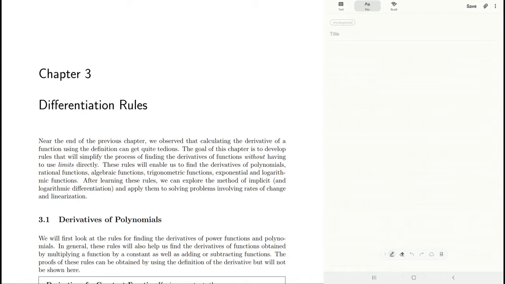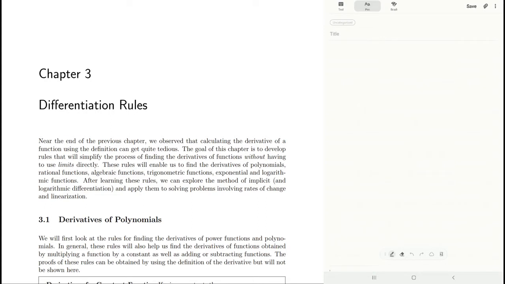And so the goal of this chapter is to look at ways of simplifying our process of calculating the derivatives of functions without needing to use limits directly. And so we're going to develop some rules, and these rules will help us find the derivatives of the different types of functions that we introduced in the first chapter. And after we have learned these rules, we can then look at the applications of differentiation.